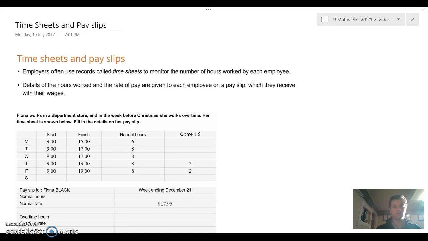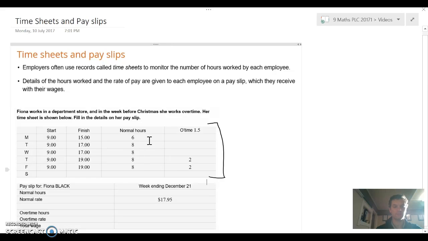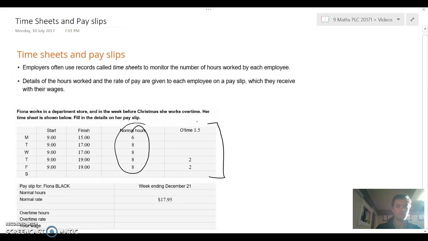So what we're going to do is look at a timesheet to start with, and this is the first box here. What we can see is that Fiona, who works in a department store, has worked a little bit of overtime, and she's going to have to record that on the payslip. That's our timesheet up the top here, and it's already filled in for us. The normal hours of pay are entered here, and then we've got our overtime category in here.